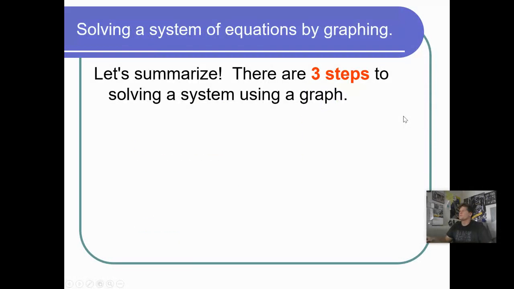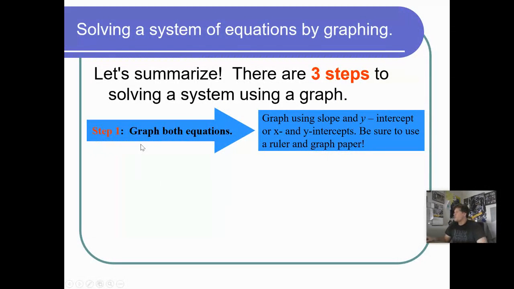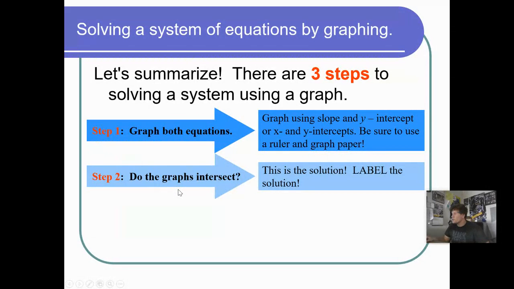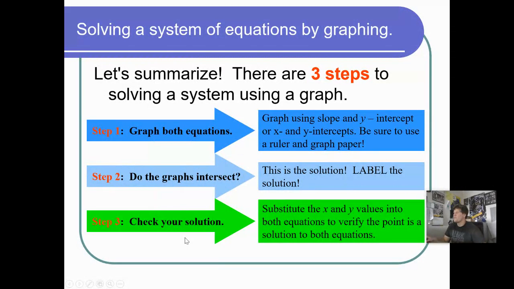Let's do some practice problems. Before that, summarizing real quick, 3 steps. Step number 1, graph. Step number 2, see where they intersect. Step number 3, check that solution.